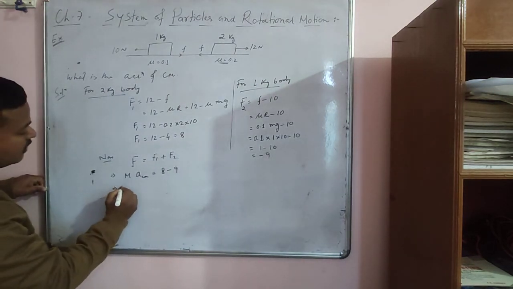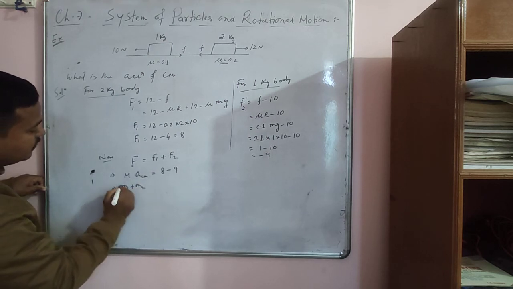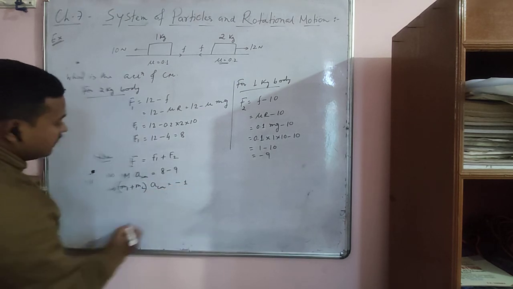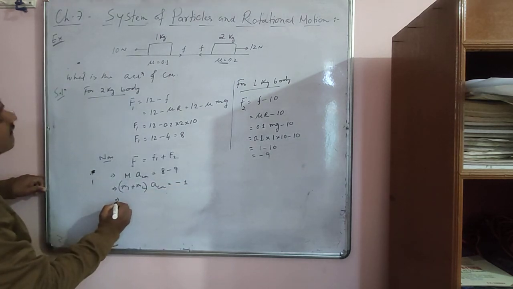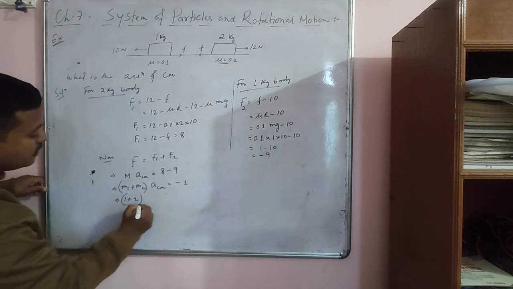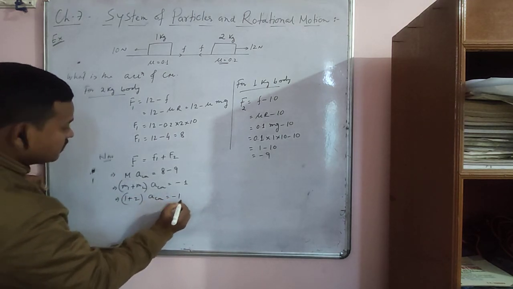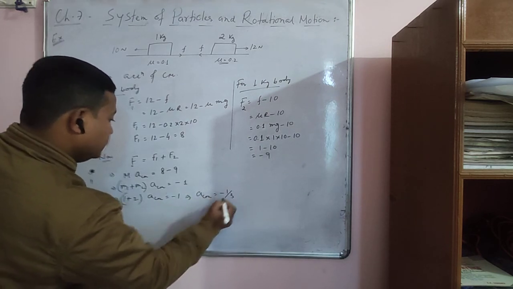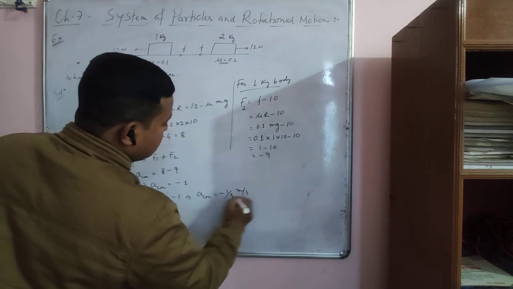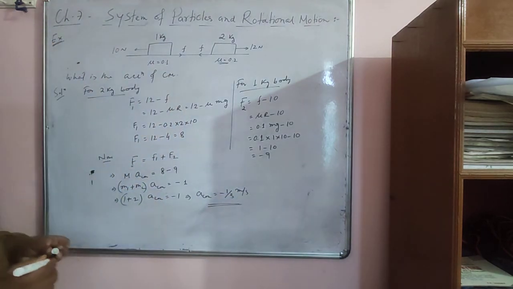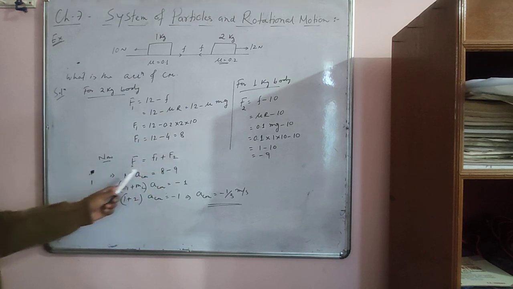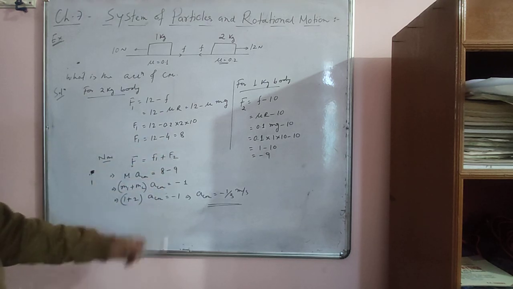Now m is M1 plus M2, and this is the acceleration of center of mass. It is minus 1. So M1 plus M2 is 1 plus 2, so the acceleration of center of mass is minus 1 by 3. This way you can find the acceleration of the center of mass. First you find the individual net forces, then by using the expression for total force you can find the accelerations.